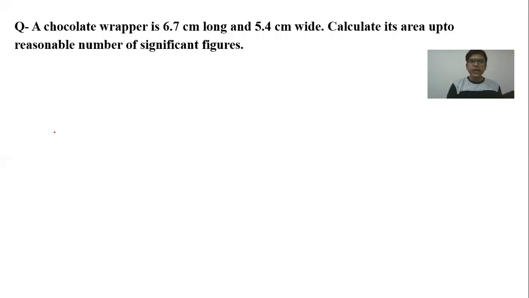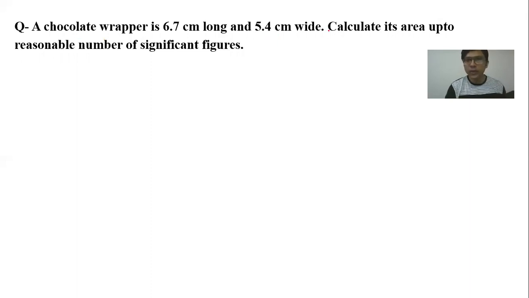Now in the next question, they are asking: a chocolate wrapper is 6.7 centimeter long and 5.4 centimeter wide. Calculate its area up to a reasonable number of significant figures. This will be the last question for this lecture video. It is a numerical question, which means they have given some data. They are talking about a chocolate wrapper which is 6.7 centimeter long and 5.4 centimeter wide. So you can say that they have given its length and its breadth.